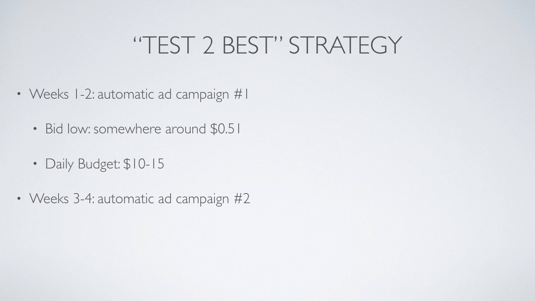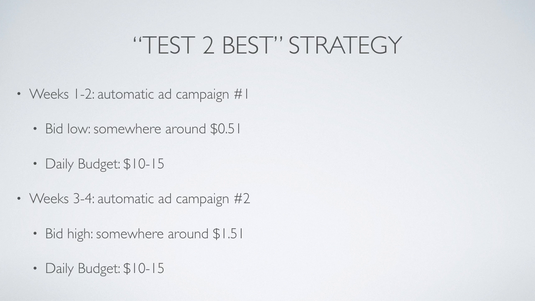Okay, in weeks 3 and 4, you're going to also again do an automatic ad campaign. We'll call this automatic ad campaign number 2. You're going to bid high. Okay, so you're going to bid somewhere around $1.50, and your daily budget again is going to be $10 or $15.